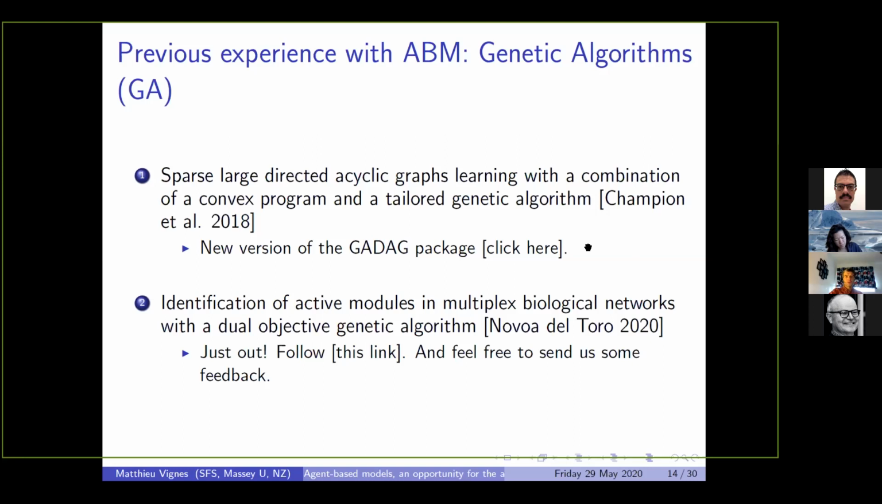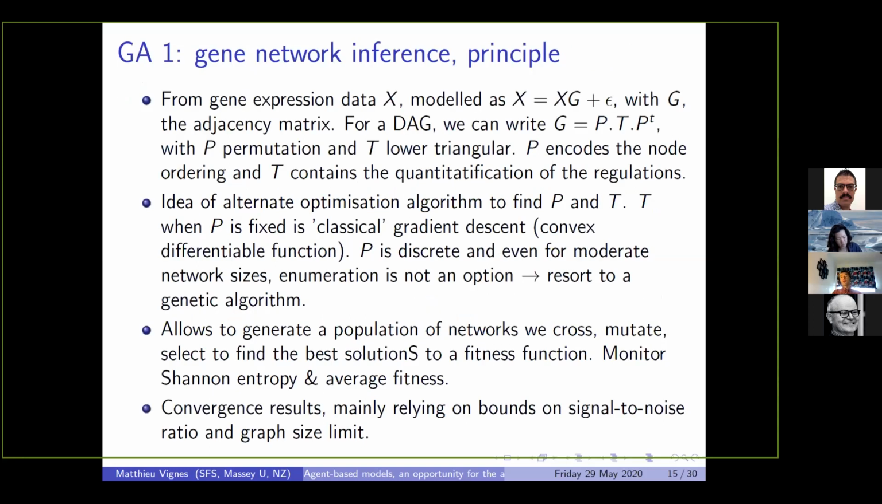So the first example, if I talk about it very quickly, you have a gene expression matrix X and a graph that you encode in an adjacency matrix G. For a directed acyclic graph, you can write the adjacency matrix as the product of a permutation matrix P times a lower triangular matrix. So think of P as a node ordering. In a directed acyclic graph, you have a source and a sink. That means you have a natural order of the nodes, okay?